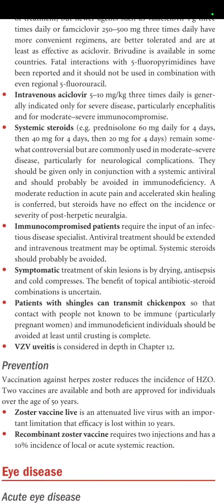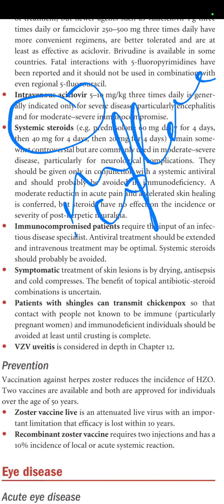Systemic steroid, for example prednisolone 60 milligrams daily for 4 days, then 40 milligrams for 4 days, and then 20 milligrams for 4 days, remains somewhat controversial but is commonly used in moderate to severe disease, particularly for neurological complications. It should be given only in conjunction with a systemic antiviral and should probably be avoided in immunodeficiency. A moderate reduction in acute pain and accelerated skin lesion healing is confirmed, but steroids have no effect on the incidence or severity of post-herpetic neuralgia. So basically, it is used for the ongoing inflammation, but its role is very controversial.